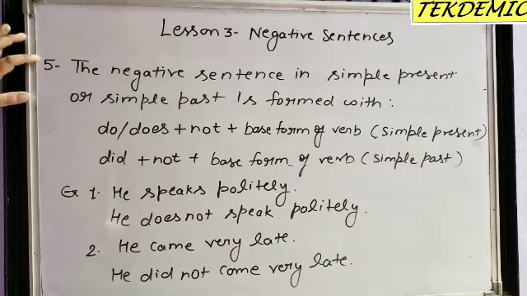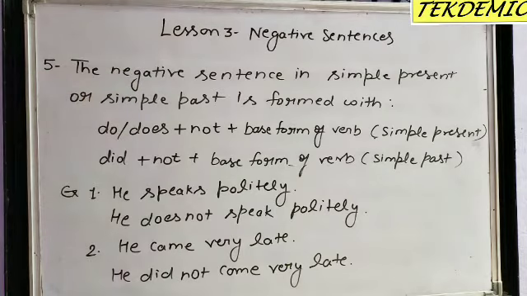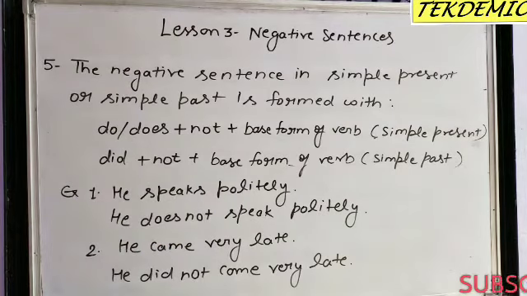Children, rule number 5 is the negative sentence in simple present or simple past is formed with do, does plus not plus base form of verb. Base form means present form or first form in case of simple present tense. And in case of simple past, you will use did not plus base form of the verb. Here 2 examples are there. Number 1, he speaks politely. So, speaks denotes simple present tense. You will learn it better in the chapter tense.